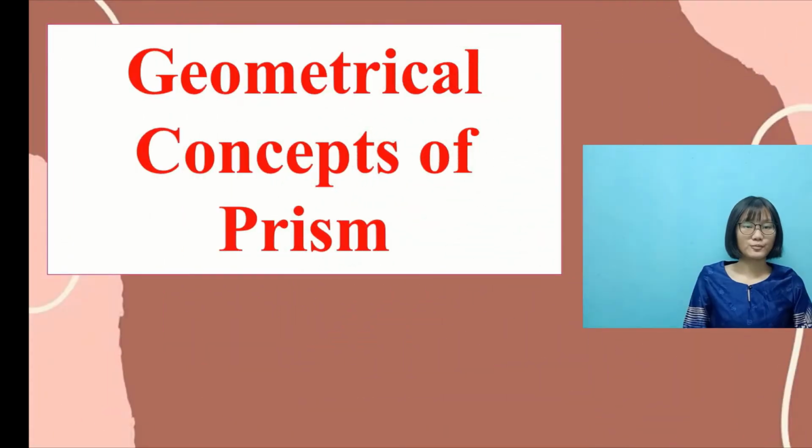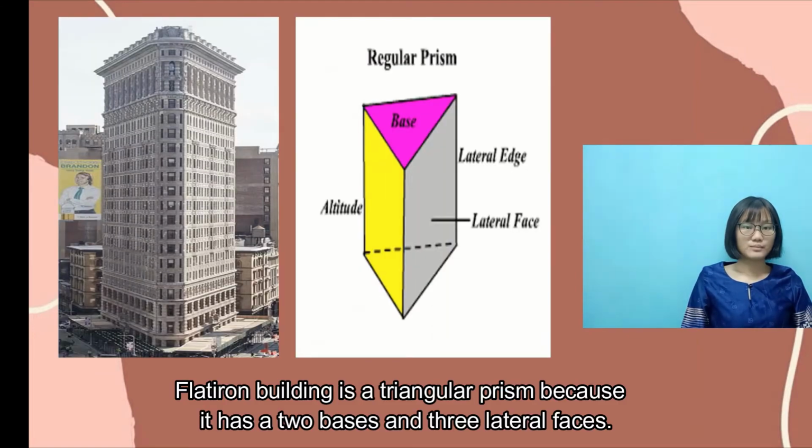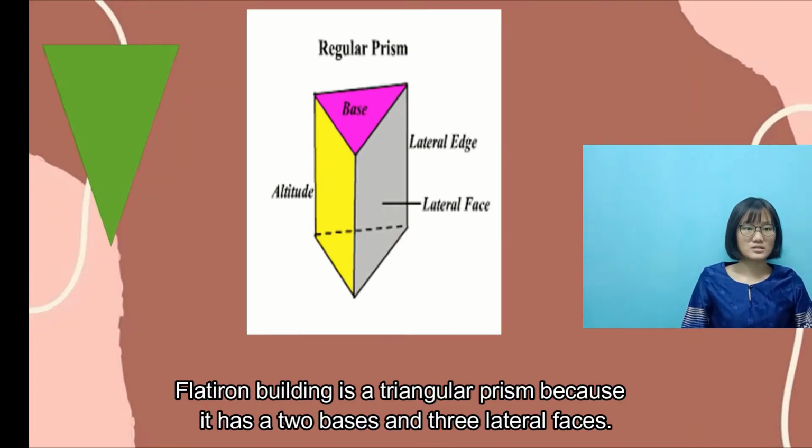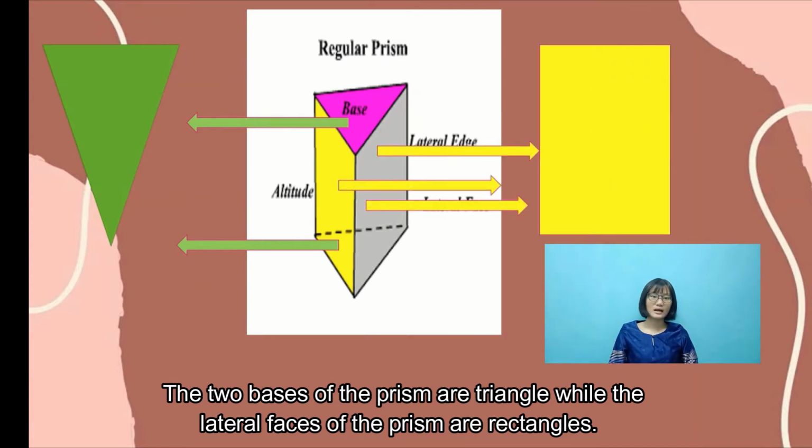Geometrical concepts of prism. A prism is composed of bases and lateral faces, which are known collectively as the faces of the prism. The Flatiron building is a triangular prism because it has two bases and three lateral faces. The two bases of the prism are triangles, while the lateral faces of the prism are rectangles.